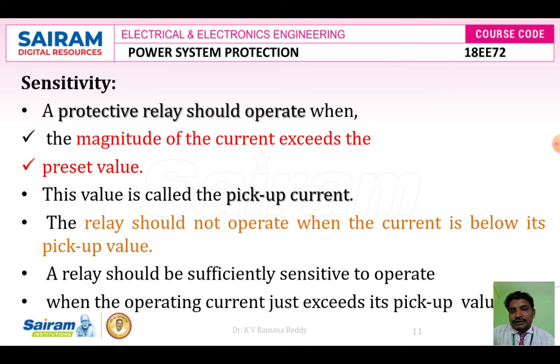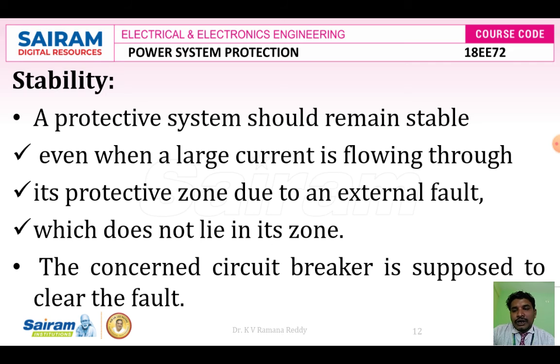The next requirement is called sensitivity. A protective relay should operate when the magnitude of the current exceeds the preset value. Preset value is nothing but our predefined value. Whenever the current flowing through the conductor exceeds the rated value, that current is called the pickup current. The relay should not operate when the current is below its pickup value. The relay has to operate when the current is above its pickup current or rated value. So a relay should be sufficiently sensitive to operate when the operating current just exceeds its pickup value, rated value or preset value.